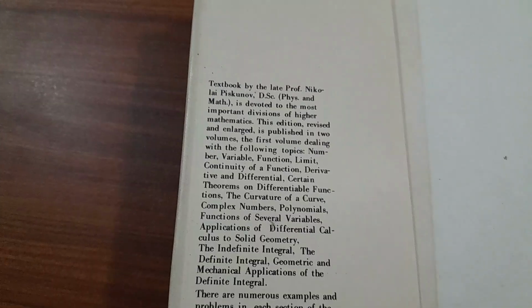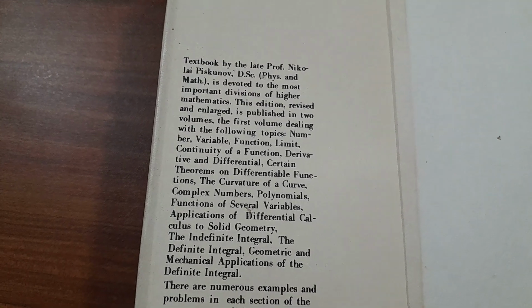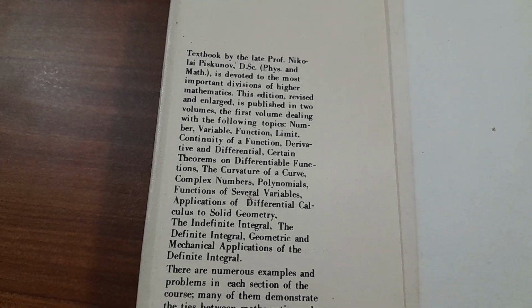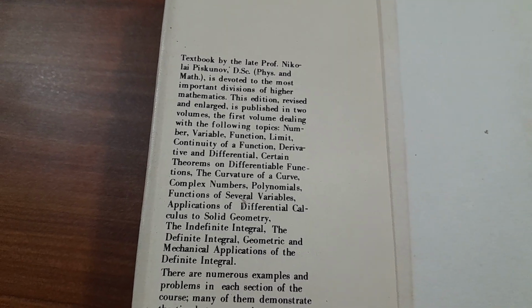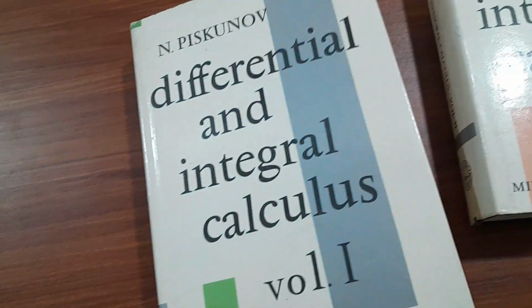So let's go through volume 1. As you can see, this textbook by the late Professor Nikolai Piskunov is devoted to the most important divisions of higher mathematics. This edition, revised and enlarged, is published in 2 volumes, the first volume dealing with the following topics. Earlier there was only one book, now it was enlarged to 2 books, more than 1000 pages. For the first volume, let's go through the contents.